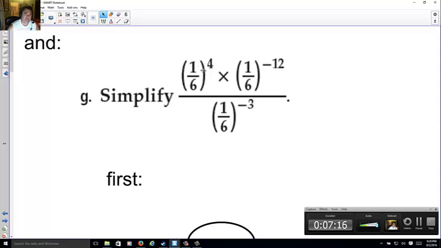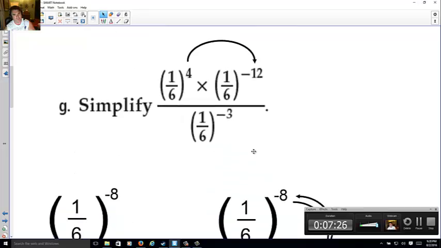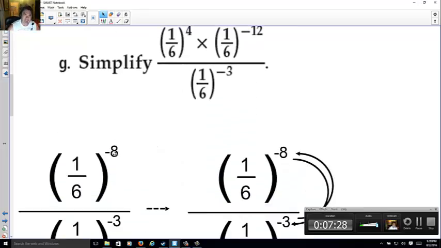Now take a look here. The same idea. 1/6 to the 4th times 1/6 to the negative 12th over 1/6 to the negative 3rd. Looks hard, but all the bases are the same. So 4 minus 12. It's going to be negative 8 for now.